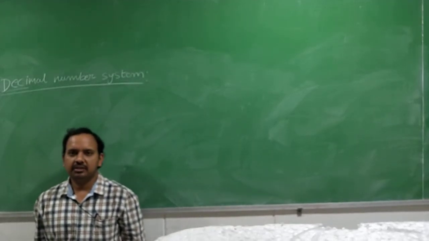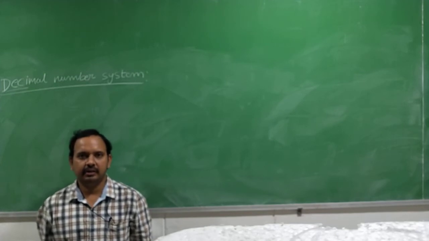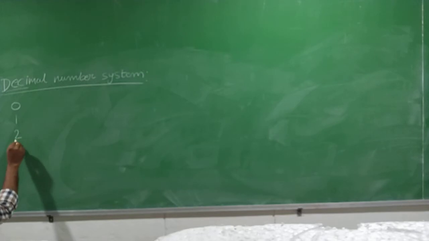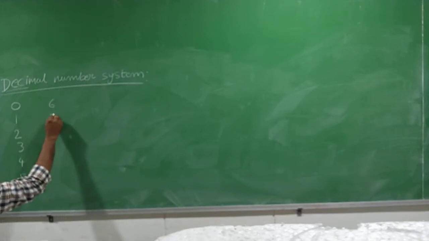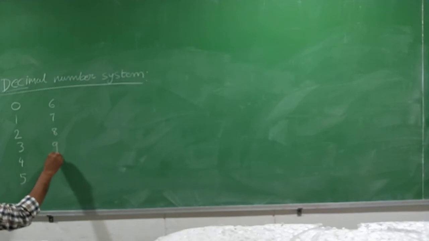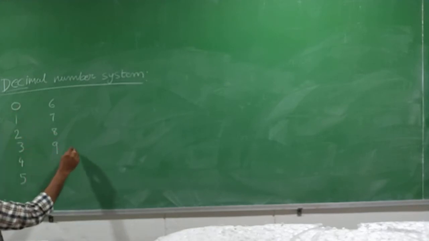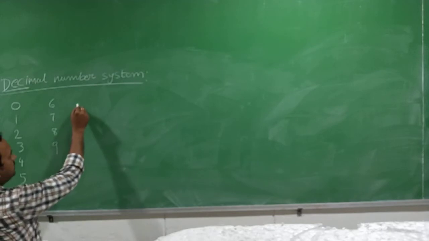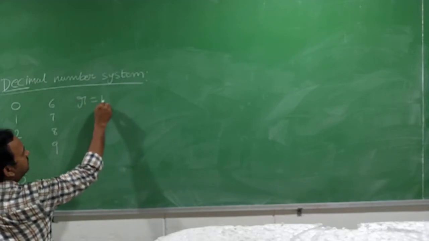In the decimal number system, we are using 10 different digits: 0, 1, 2, 3, 4, 5, 6, 7, 8, 9. Altogether, these are 10 numbers. That is why it is called decimal. Deci means 10. So the radix of the number system is 10.